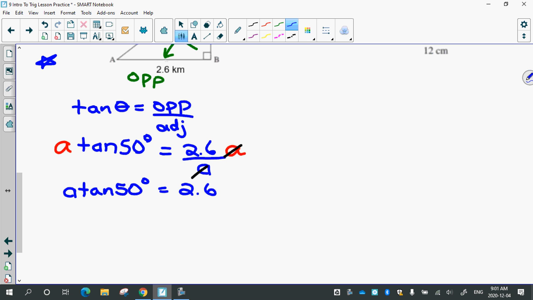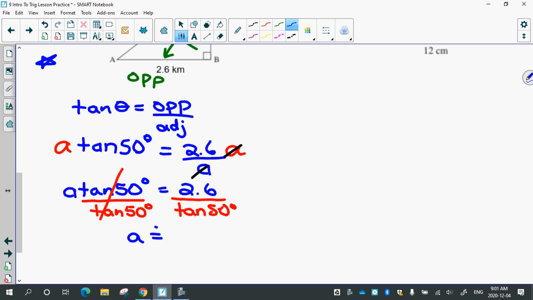So these ones take an extra step when the variable's in the bottom. Now to get A by itself, I have to divide both sides by the tan of 50. So I get A by itself on this side, but whatever I do to the left side, I also have to do to the right side. So those cancel, and I'm left with A. But now I have to figure out on my calculator how to divide by that.